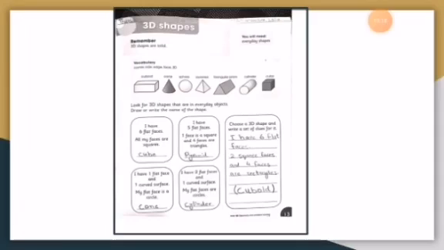Okay, your last question is, who am I with 6 flat faces, 4 faces are rectangles, 2 faces are squares. And I am a solid shape, like a 3D shape, 6 flat faces, 4 faces are rectangles, 2 faces are squares. Yes, very good, excellent. The name of that shape is cuboid.